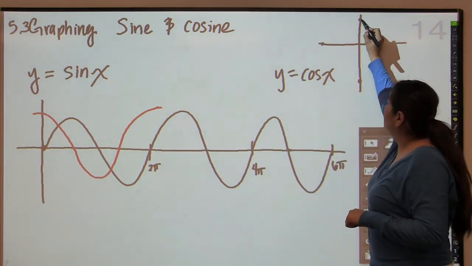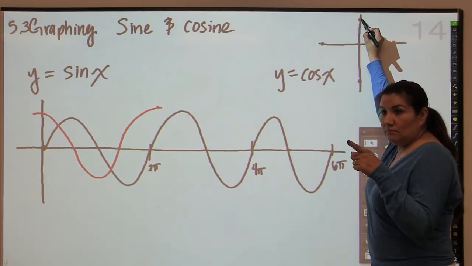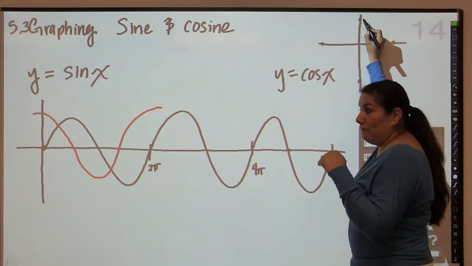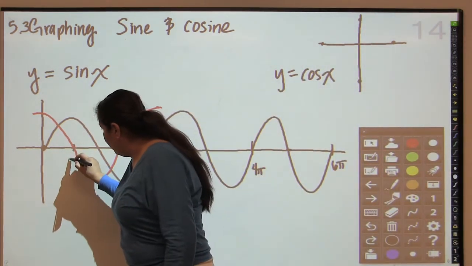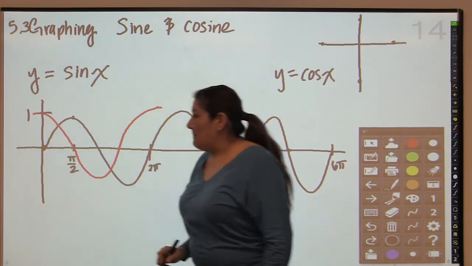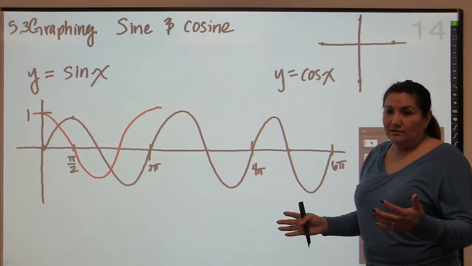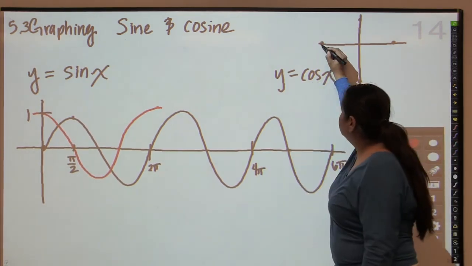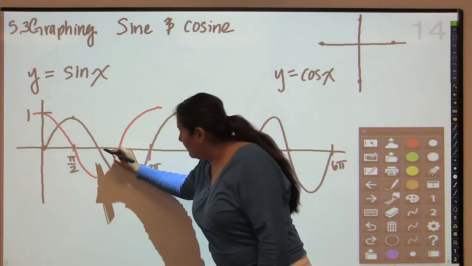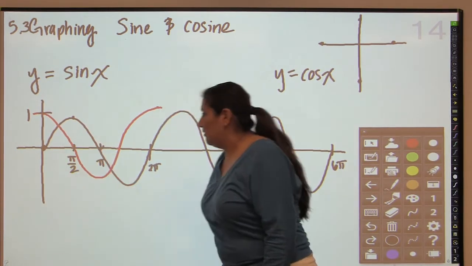The next point of interest is pi over 2. What is the y coordinate here? 1, right? So when the input is pi over 2, which is right here, the y coordinate is 1. And that's the max, right? It's the highest value that the sine curve will ever have. And then you're going to go to pi. What is the y coordinate here? 0. So at pi, you're at 0 again.